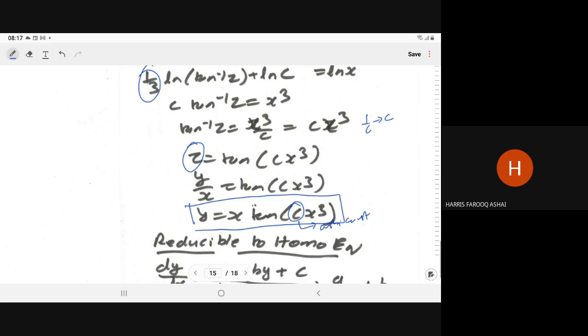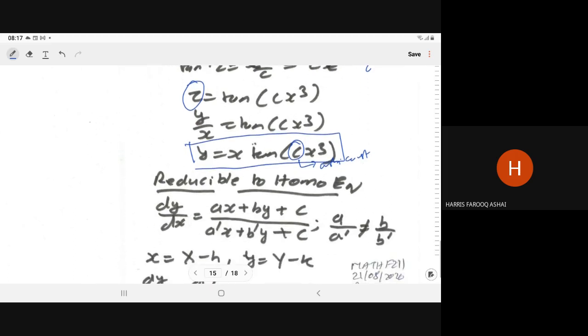Any doubt till now? Anything you want to ask regarding the homogeneous equation, regarding the separation of the variable? Anything you want to ask? No, sir.